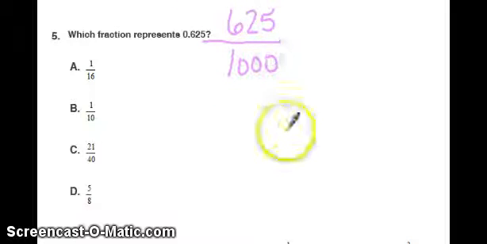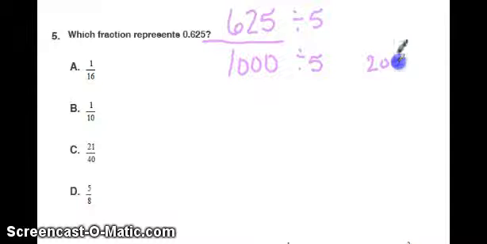Last question, question 5. Which fraction represents 0.625, 625 thousandths? 625 thousandths. Put it over 1,000. Now we have to simplify. I see that they've got a common factor of 5, so I'm going to simplify both of these by 5. I know I'm going to have 200 on the bottom. 625 divided by 5 is 125.